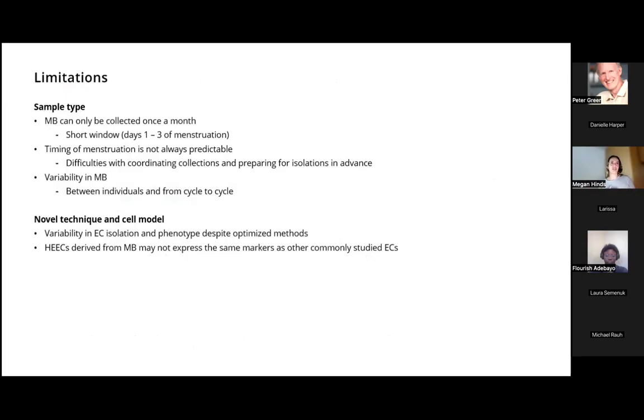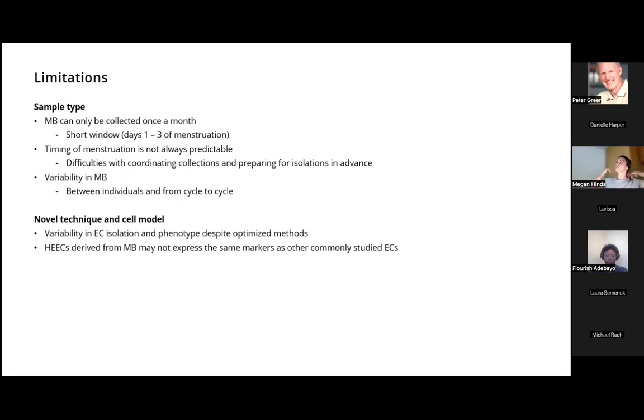So importantly, menstrual blood, in the best of cases, can only be collected once a month. And that 1 to 3 days of menstruation is a pretty short window to coordinate with people in order to have them collect it and get it to us. In addition, timing of menstruation is, of course, as I'm sure many of you know, not always predictable. So it's difficult, again, to coordinate collections and then also prepare for isolations in advance.